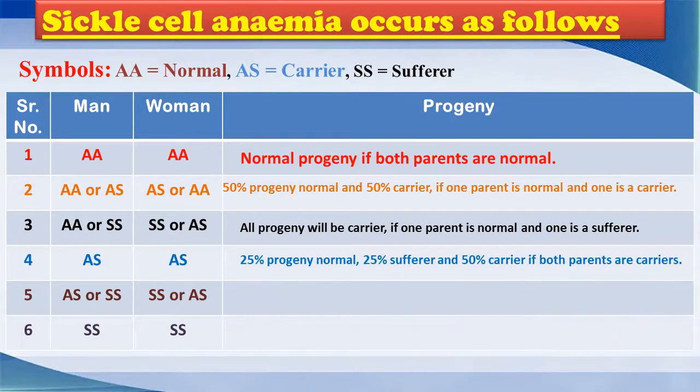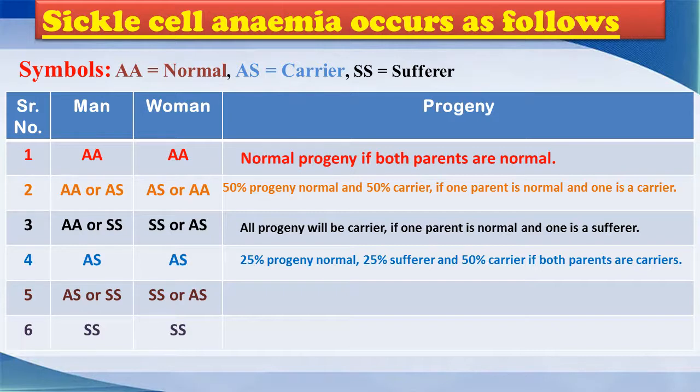And in the fourth condition we have AS, that means both father and mother are carriers of this disease. Then 25% of the progeny will be normal and 25% sufferers, and there is a 50% chance of being a carrier, if both parents are carriers.